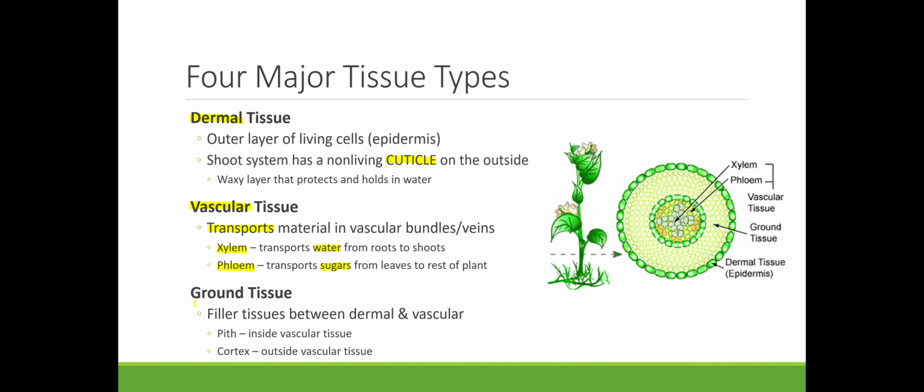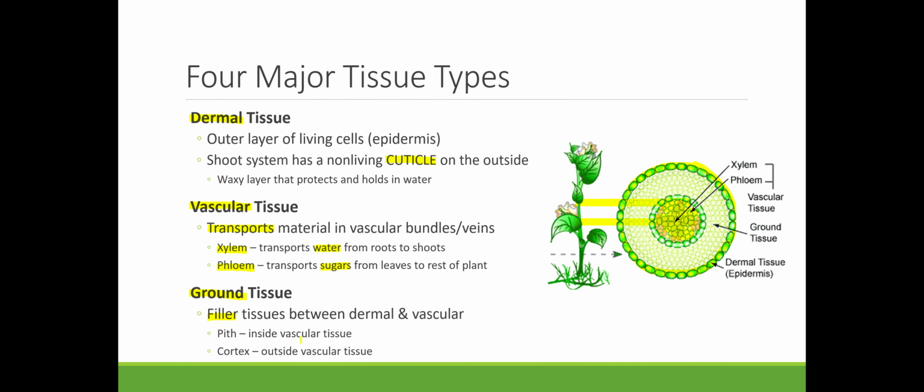All right, now the third type of tissue is ground tissue, and I just want you to think of this like the filler. So we have dermal on the outside here. All of this is dermal tissue. And then on the inside, and these could be arranged in different ways, but on the inside you have these vessels or these veins, which would be your vascular tissue, and then everything in between would be your ground tissue. And so it's the stuff that's in the middle.